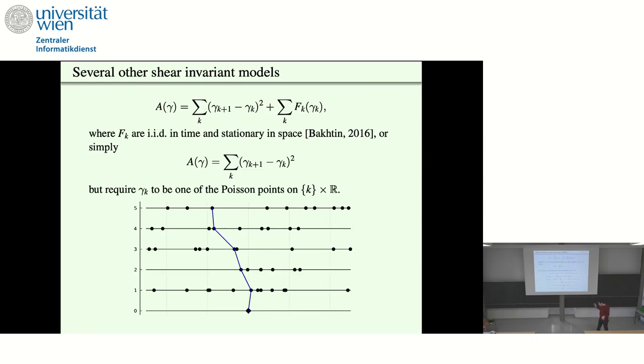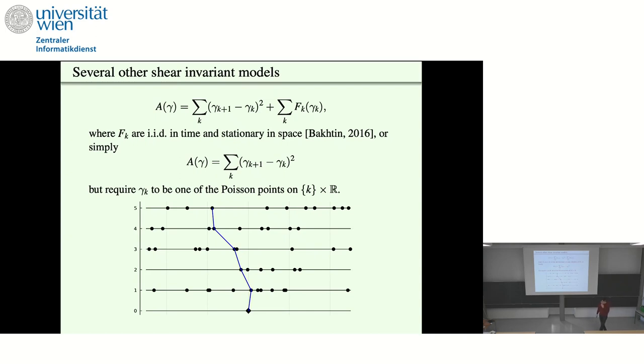And this works for all models where you have something quadratic in the action. So let's look at this one. It's sort of simpler. It doesn't appear in any paper, I think, but it's a nice model. So there are Poisson points at each layer. Now the time is discrete, and for each time there is a Poisson process with constant intensity, with the same intensity on each of those lines. And I require my paths to pick up a Poisson point at each layer. So it has to go through there.